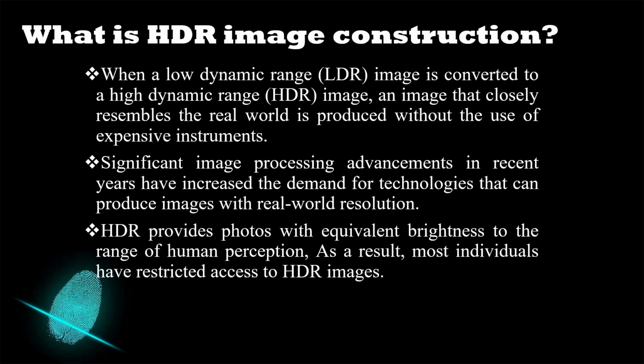So, what is HDR image construction? When a low dynamic range LDR image is converted to a high dynamic range image, an image that closely resembles the real world is produced without the use of expensive equipment. Significant image processing advancements in recent years have increased the demand for technology that can produce images with real-world resolutions. To produce HDR photos from single-layer photographs, inverse tone mapping (ITM) algorithms have been developed.